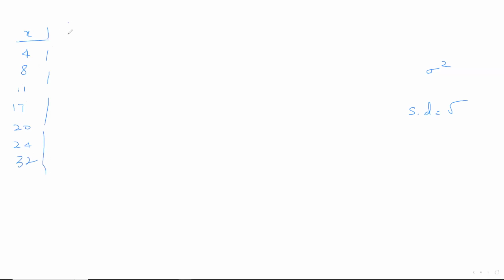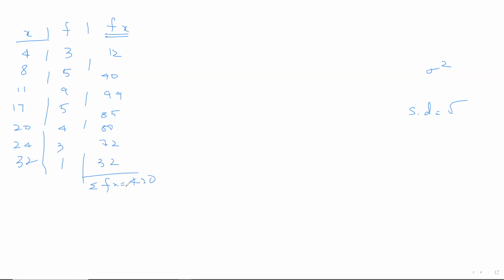Followed by this f is also given to us: 3, 5, 9, 5, 4, 3, 1. Now what do you do? fx you calculate. Regular fx you calculate to find mean. It will become 12, 40, 99, 85, 80, 72, 32. You will add this up. You obviously know why. Sigma fx is required. In this case, it is 420. Now, sigma f is again, add it up, it will become 30.